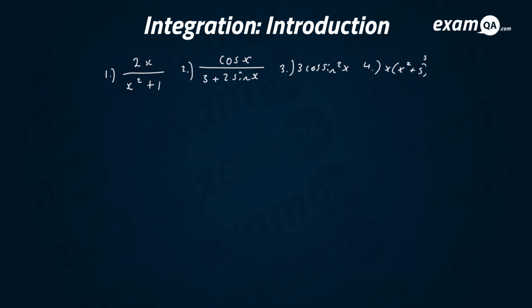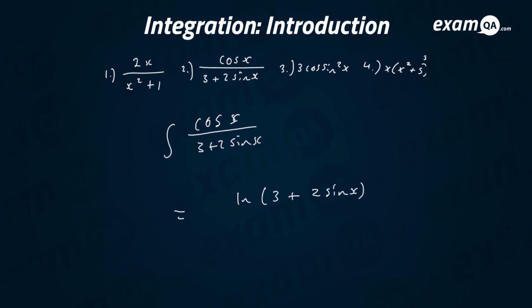Let's do the second question. Integration of cos x over 3 plus 2 sine x. Again, this is clearly the differentiation of the bottom at the top. So it's definitely something to do with ln of 3 plus 2 sine x. The only problem is if we did actually differentiate this, we wouldn't perfectly get this because of that 2 in front of the sine x. So in fact, let's just put a half in front of the ln. That would cancel out and we'd successfully get the original integral.